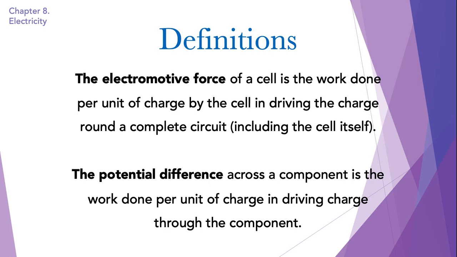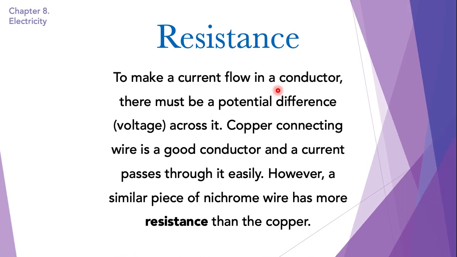So now let's move ahead on to understanding what resistance is. To make a current flow in a conductor, there must be a potential difference across it. There must be a voltage across it. Copper connecting wire is a good conductor and a current passes through it easily. However, a similar piece of nichrome wire has more resistance than the copper wire.